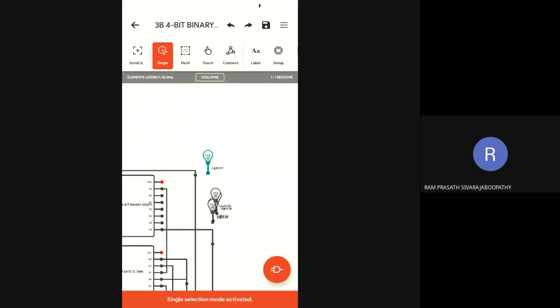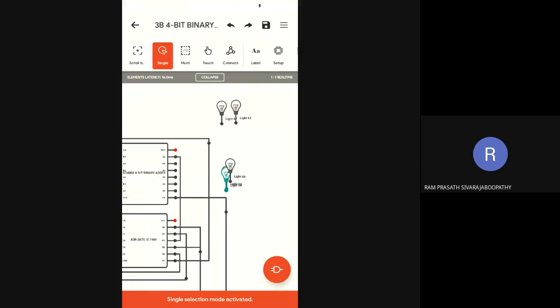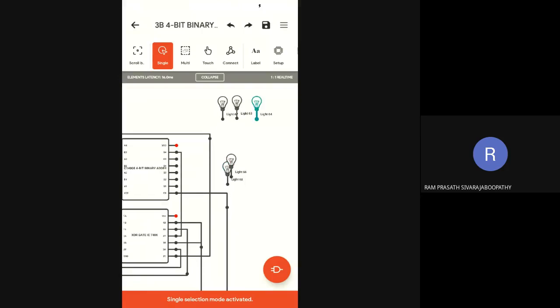So this can be S3, S2, S1, S0. Okay. So the last one may be S0. So I'm going to connect this to S1.